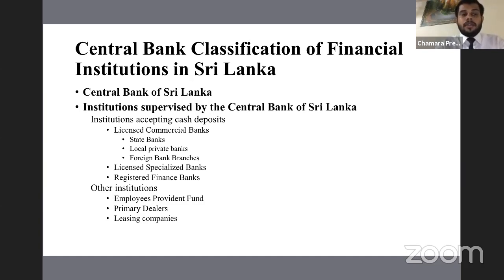Why? Because it not only affects one particular company, but it affects the entire system, the entire country. Therefore, they ensure this stability as well. So those are the two main objectives: one is economic stability and price stability, and also financial system stability. Now you know what a financial system is, and ensuring the stability of that is what we call financial system stability.